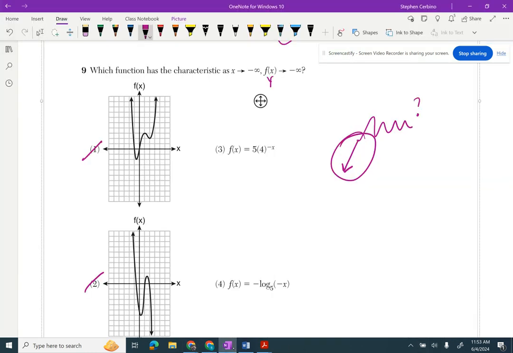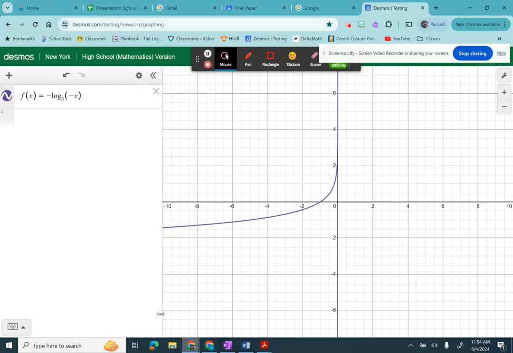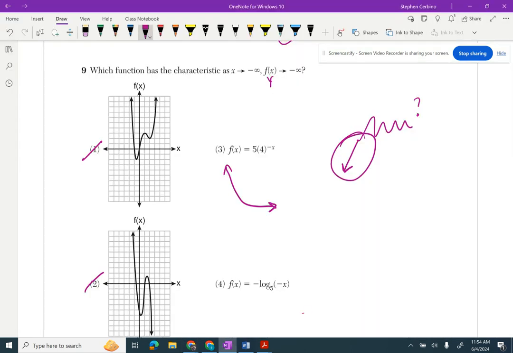So this one looked like this, and this one looks like this. If I look at the graph again, just to make sure I have it right, there we go. So it looks something like this. This is the only one with this end behavior, so that's choice 4.